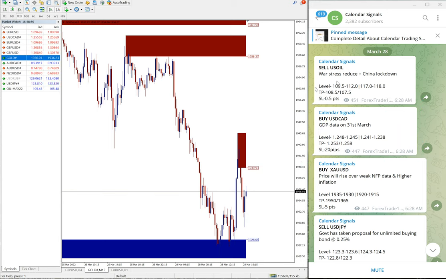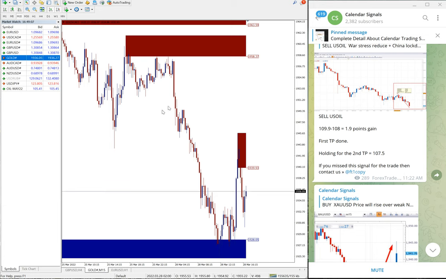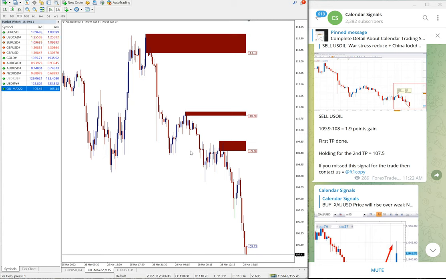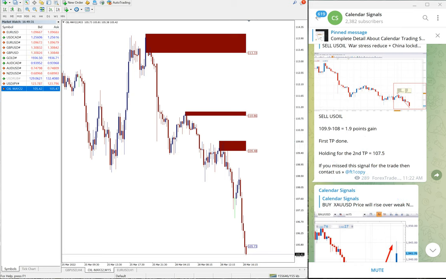Sell US oil, you can see here. Let me open the oil chart. Entry at 109.9 and low traded 105.4, that's very good performance. You can see here 4.5 points gain on US oil signal. That's very huge profit on US oil.